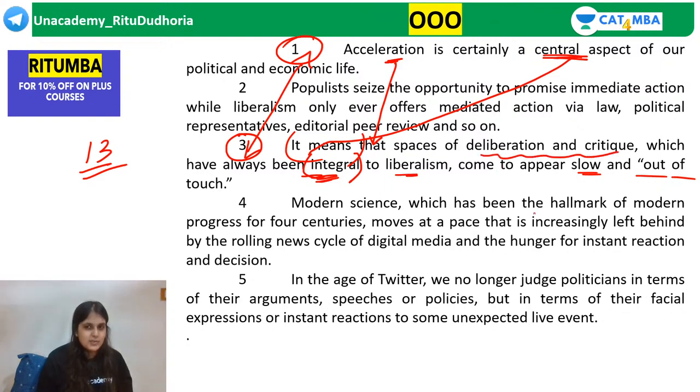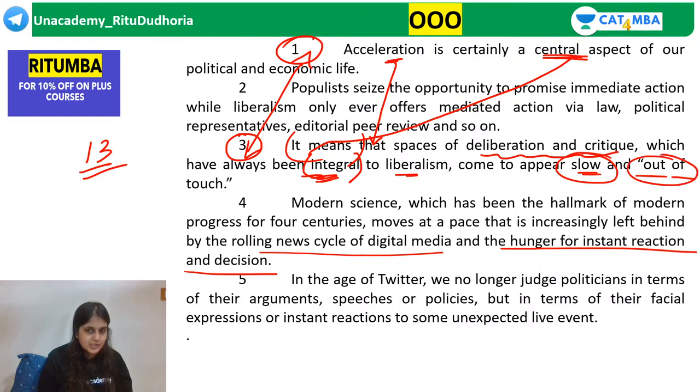Okay, modern science, which has been the hallmark of modern progress for four centuries, moves at a pace that is increasingly left behind by the rolling news cycle of digital media and the hunger for instant reaction and decision. Again, this appears to be slow and out of touch. Why does this appear to be slow and out of touch? Why does this feel left behind? Because of a requirement, a hunger for instant reaction and instant decision.